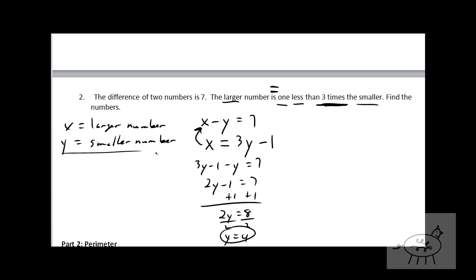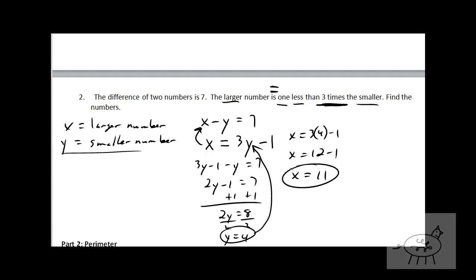And then my larger number, of course, I just plug it in. That one's already solved. So x equals 3 times 4 minus 1. So x equals 12 minus 1, x equals 11. Okay, so those are your two numbers. The smaller being 4, the larger being 11. Not bad.